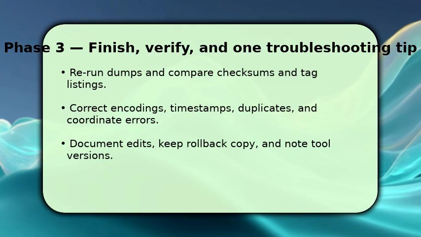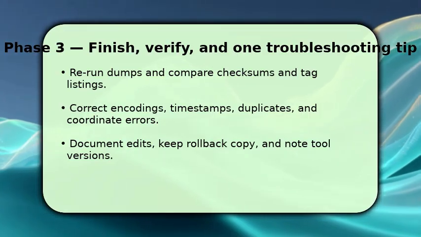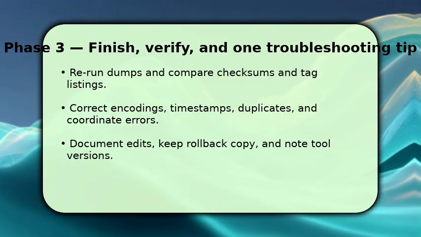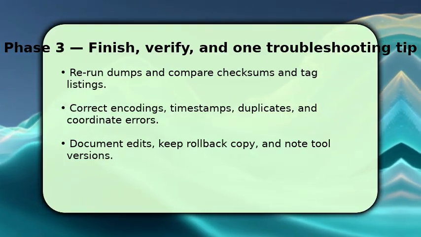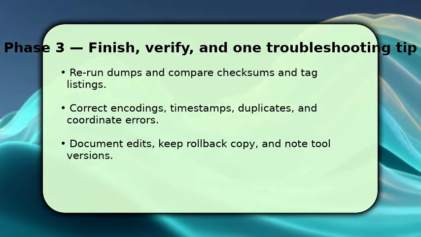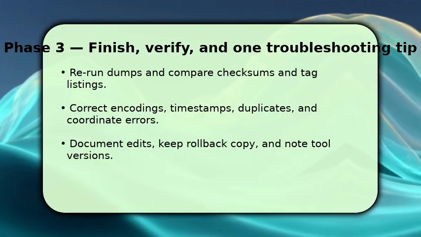You finish by validating every change and creating an audit trail, because transparency prevents future confusion. Rerun ExifTool dumps and compare them to your original inventory. Check checksums and confirm intended fields updated. Normalize timestamps and character encodings, and remove accidental duplicate tags.